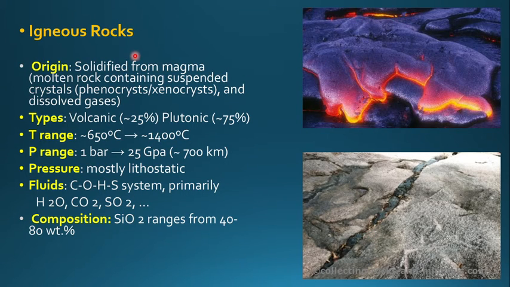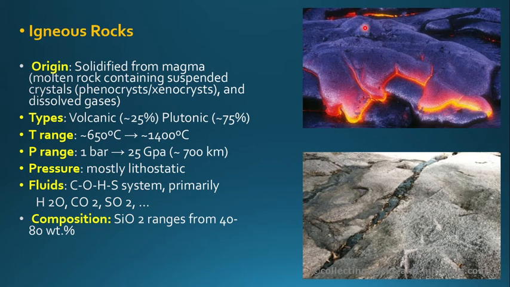Then these are the very basic but very important things about the igneous rock. First is origin. As we know, it is solidified from magma. It is molten rock containing suspended crystals, that is known as phenocryst or xenocryst, and dissolved gases. As we know, this is actually lava. Here you can see the volcanic eruption. This will be the volcanic neck portion. From this neck the lava is coming and it is flowing like this.